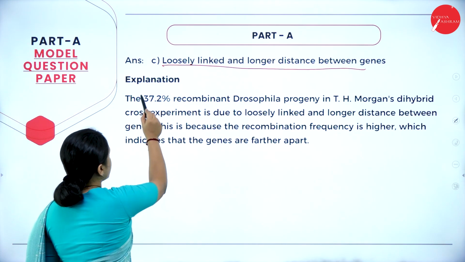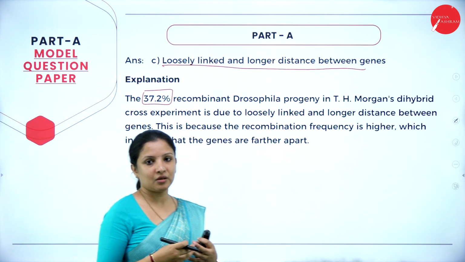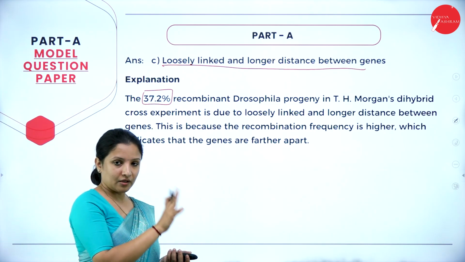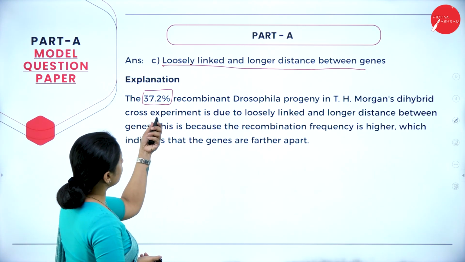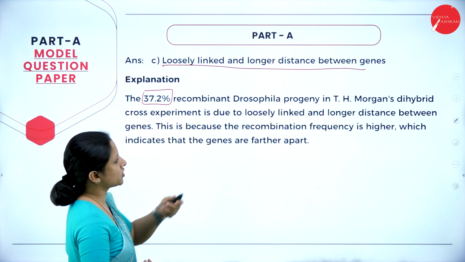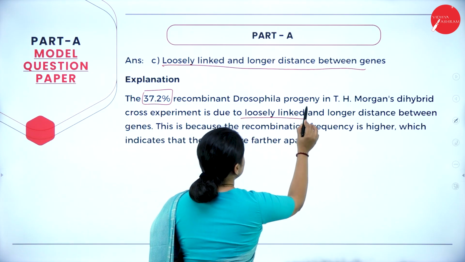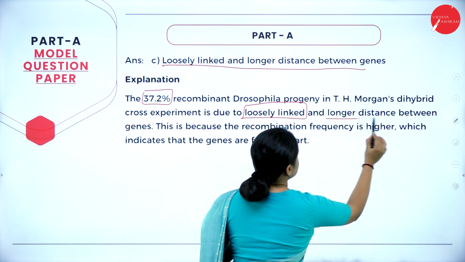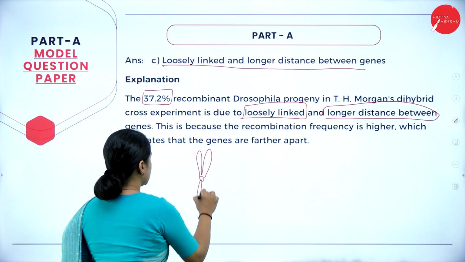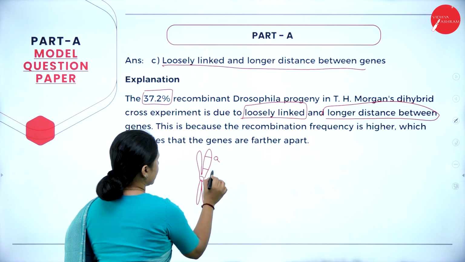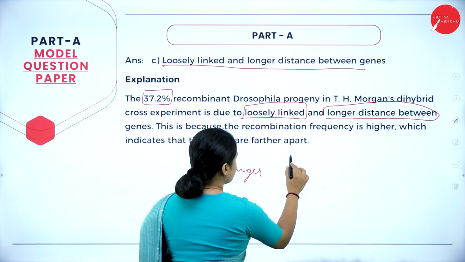37.2% recombinant Drosophila progeny. Here recombination is happening between the Drosophila having red eye and normal body and white eye and miniature wing. So 37.2% recombinant Drosophila progeny in T.H. Morgan's dihybrid cross experiment is due to loosely linked genes and longer distance between the genes. If this is a chromosome that we're talking about, the genes will be loosely linked and the distance between the two will also be longer. It's not like they are present shorter.